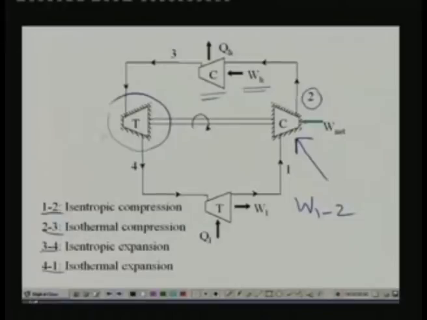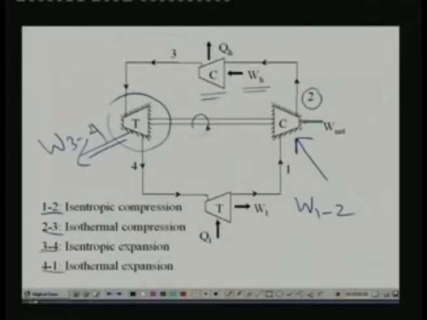So, during this process it gives out a work output. Okay. So, this is the work output from the turbine, and this, as I said, is an isentropic process. So, during this process its pressure, temperature and enthalpy, everything reduces. So, the enthalpy, temperature and pressure at point 4 will be lower than at point 3.